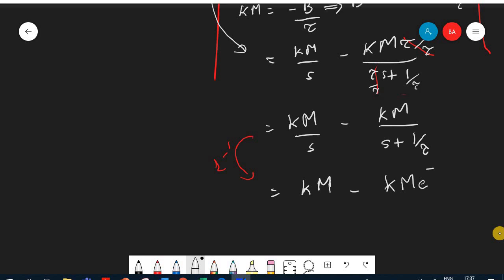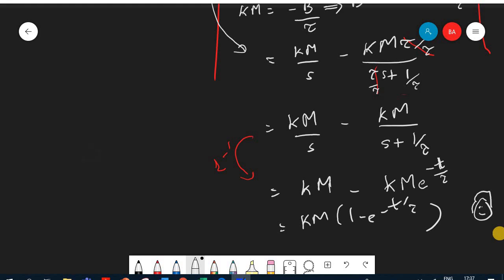This will be Km minus Km e to the power minus at, and what's a? It is 1 over tau multiplied by t, so that will be t. And if you take a common factor, this will be Km into 1 minus e to the power minus t over tau. I hope that you're convinced now.